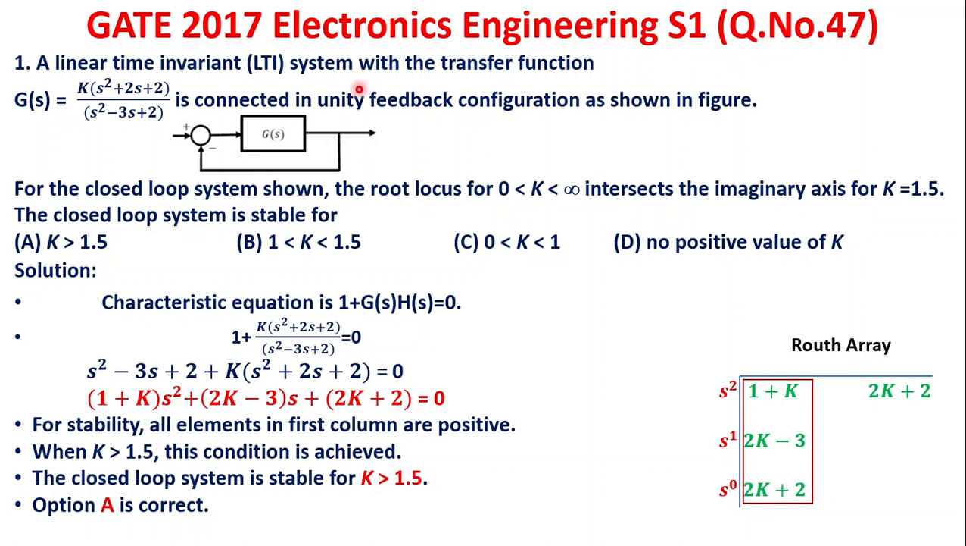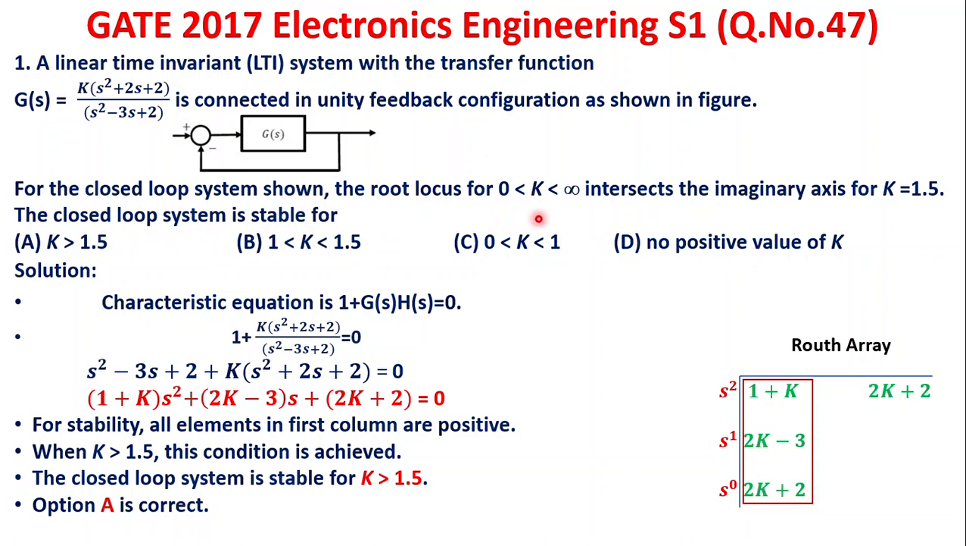Question number 47. A linear time invariant (LTI) system with a transfer function is connected in the unity feedback configuration as shown in the figure. So it's a normal closed loop system, H(s) = 1. For the closed loop system shown, the root locus for 0 < k < infinity intersects the imaginary axis for k = 1.5. The closed loop system is stable for, so we have to choose the correct option among the 4 options.